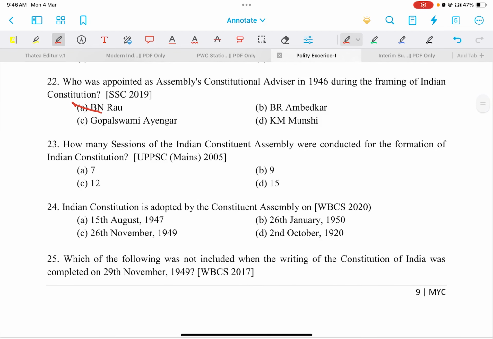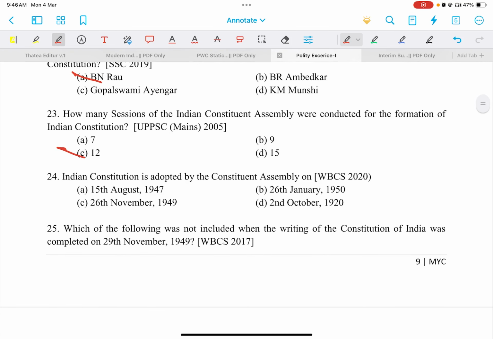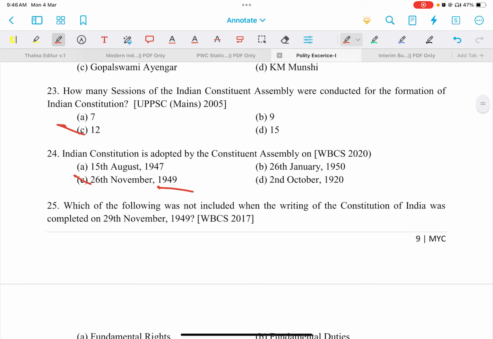How many sessions of Indian Constituent Assembly were conducted? 12 sessions. Indian Constitution was adopted by the Constituent Assembly on 26th of November 1949.